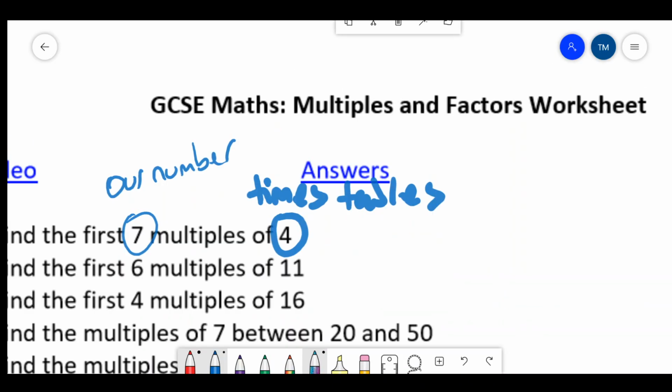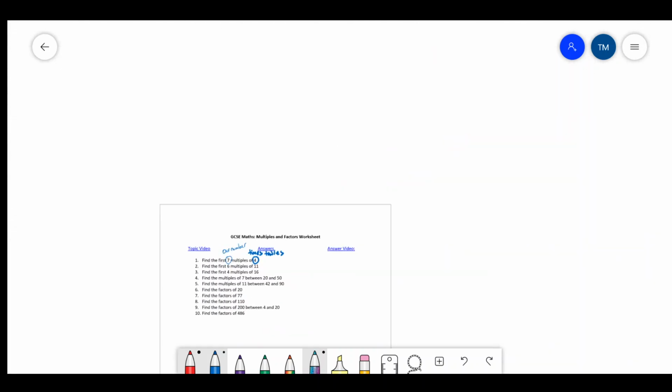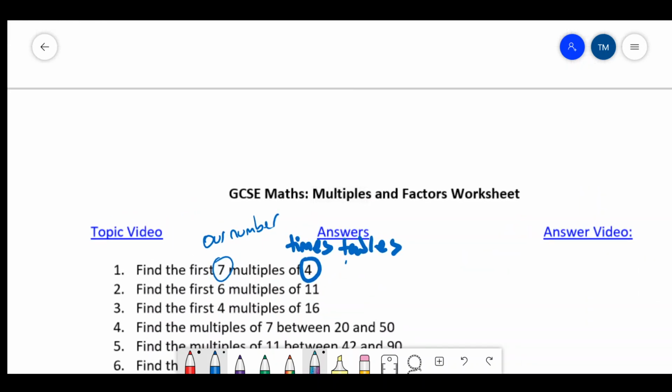Really simply, we just do the 4 times table up to 4 times 7. So we have 4, 8, 12, 16, 20, 24, and 28. So we've got 1, 2, 3, 4, 5, 6, 7. So our answer to number 1 is just this one. There's the first 7 multiples of 4.